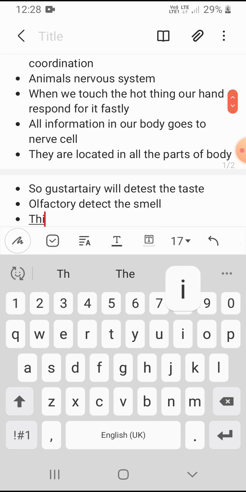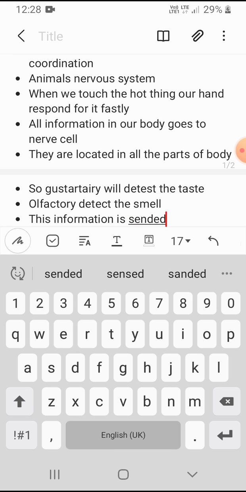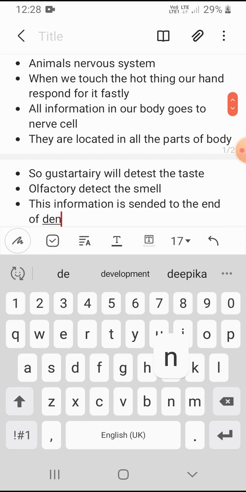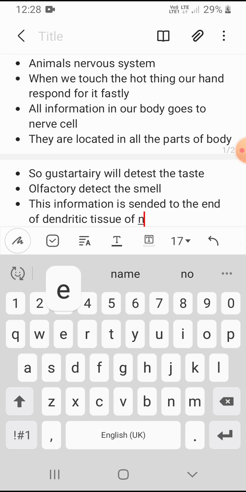And this information is sent to the end of the dendrite, the dendritic tips of the nerve cells.